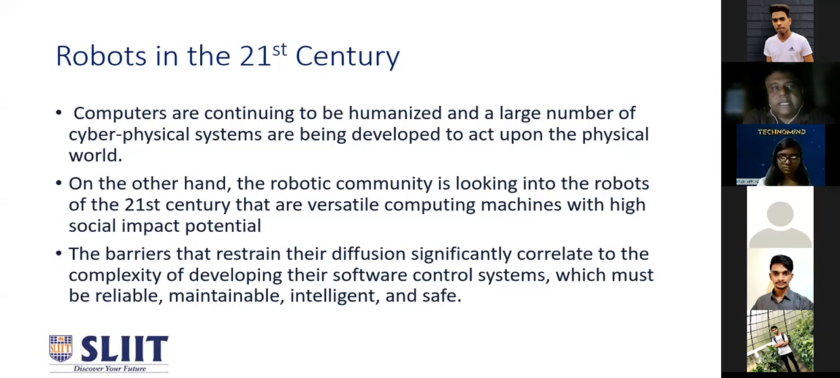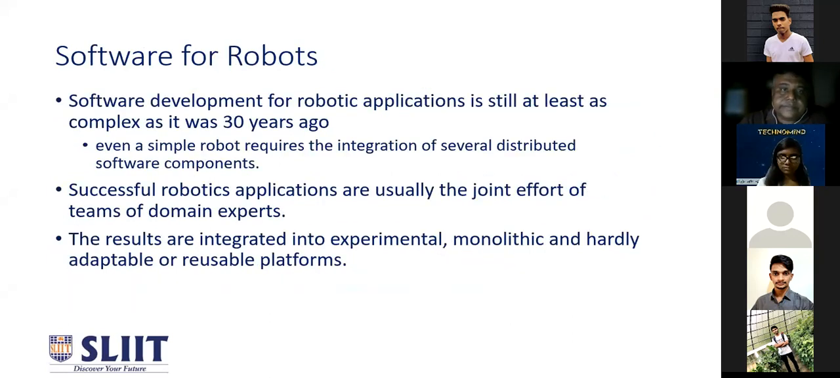Now, to do this successfully, the fusion between the software domain and the robotic domain has to happen. The barrier that restrains their fusion is mainly due to the complexity of the software, right? Because the software systems must be reliable, maintainable, intelligent, and safe. And more than that, sometimes it has to understand legal and ethical aspects as well. So therefore, the software development of robots has come to a state where you have to consider multiple aspects. So I wanted to highlight that at the beginning of the lecture, because ultimately you will be developing a software, and software for robots that is still as complex as it was 30 years ago.